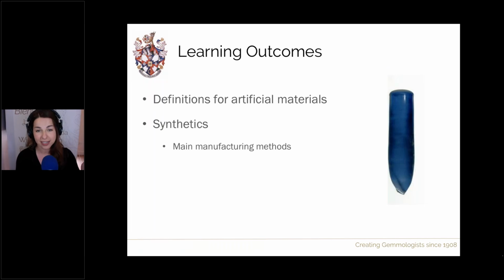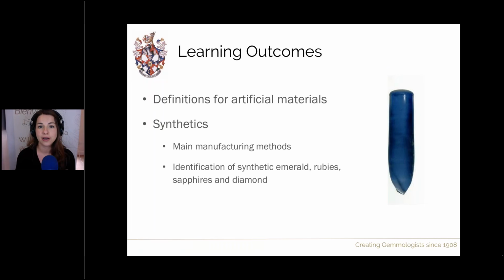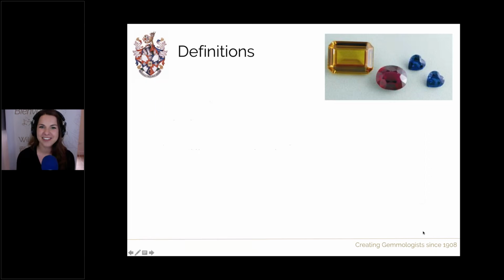And more specifically, we'll be focusing on the most common gemstones and also the most desirable gems. So we're going to be looking mainly at synthetic emeralds, synthetic sapphires, rubies, and also synthetic diamonds. So we'll be looking at manufacturing methods as well as identification features, which is what we're all here for, isn't it? So let's start off with some definitions.